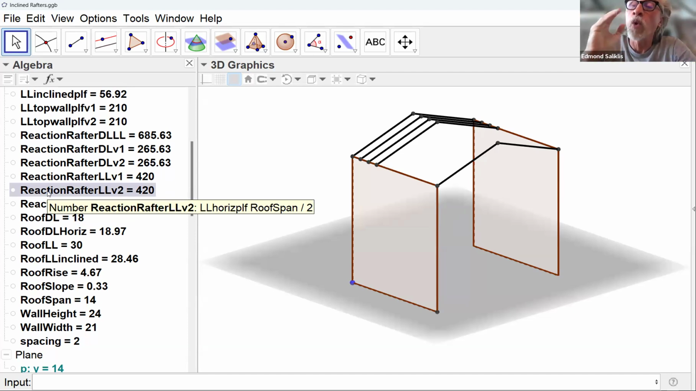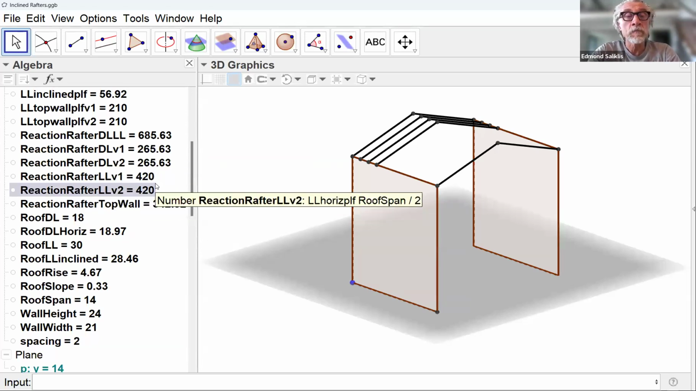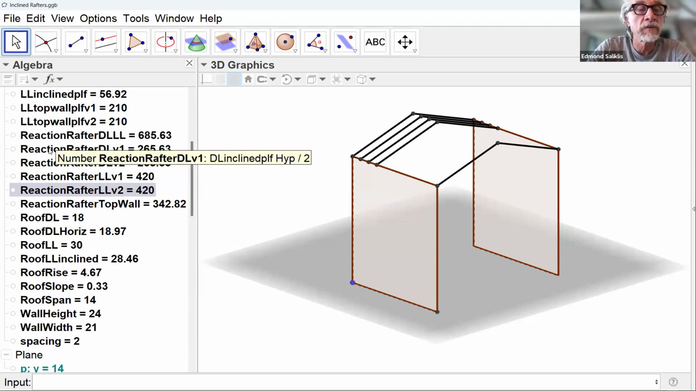The live load horizontal force per length, not force per length squared, force per length times the horizontal distance divided by 2. And those two numbers are exactly the same. Let's look at the dead load. You have to be able to do this every single way, okay? Let's look at the dead load.